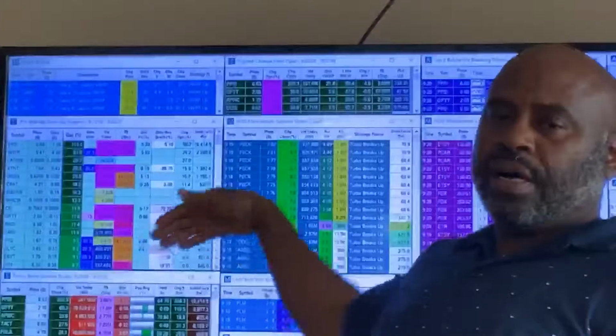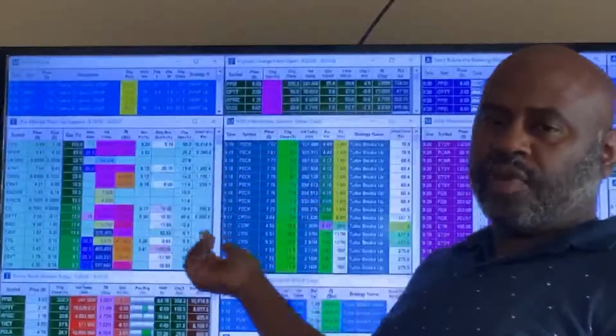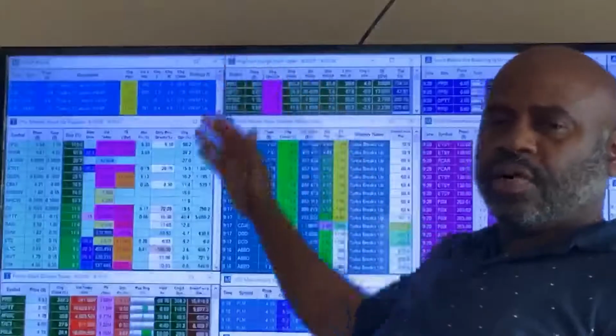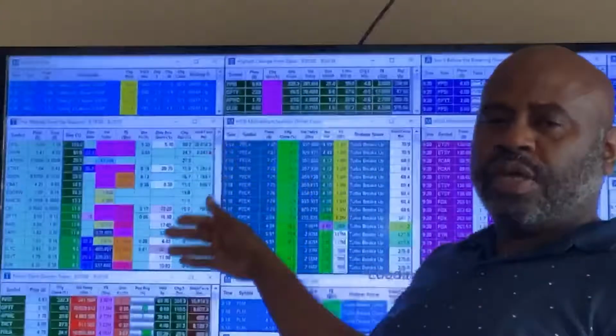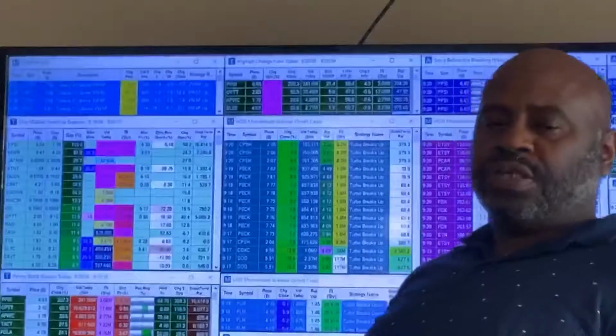Is it going the same? Is it going in the reverse? Is it going higher? Is it going lower? And that would give you an indication as to where you should be as far as the position is concerned.